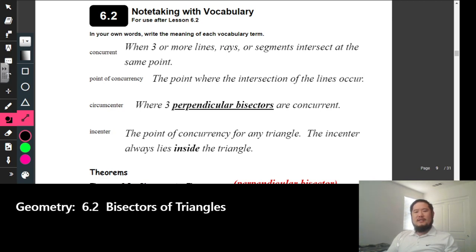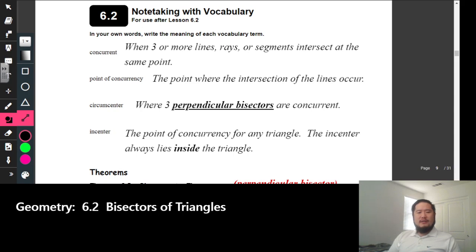Let's take a look at section 6.2, bisectors of triangles. So we're going to look at our triangles in two types of scenarios. One where we bisect each side of a triangle, and the other is when we bisect the angles of each triangle. Let's start off and take a look at a few terms here.